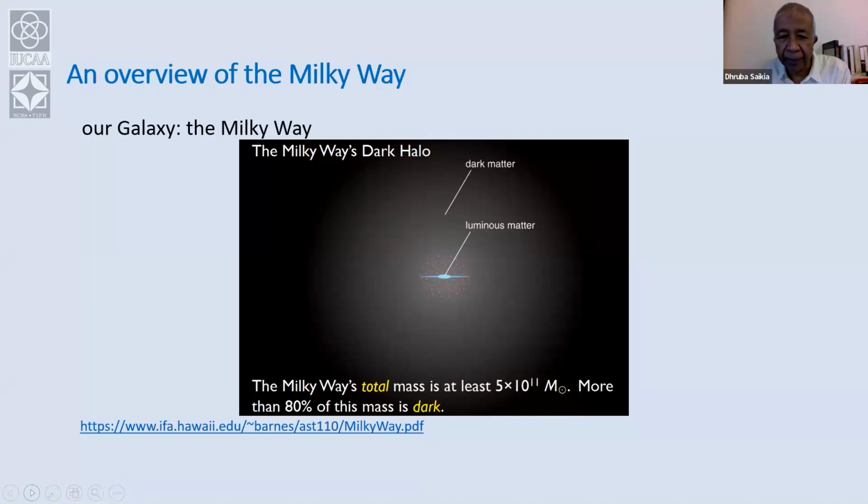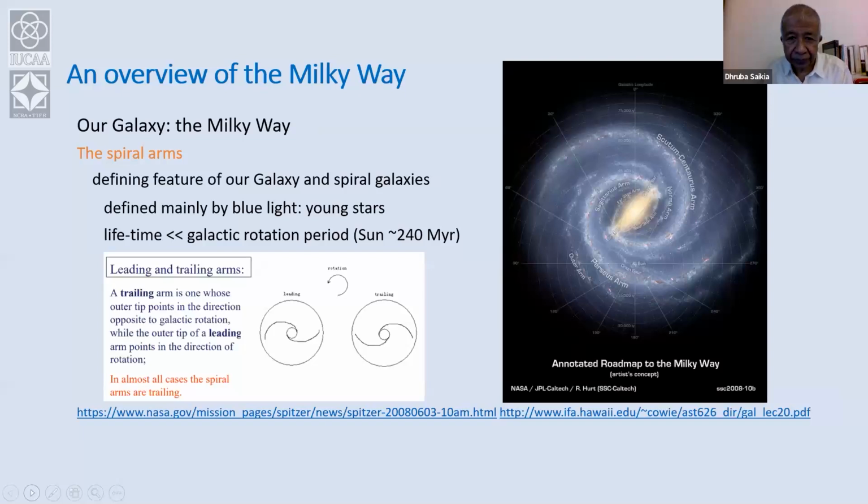So where you want to put the boundary depends upon the brightness limit to which you can estimate. Usually the fainter you go, the more difficult it is to measure. So there is a working limit which astronomers use. But you can see that dark matter contains most of the mass. More than 80% of the mass is dark. This is not only true of our galaxy, but of other galaxies as well. So all our galaxies are embedded in dark matter halos.